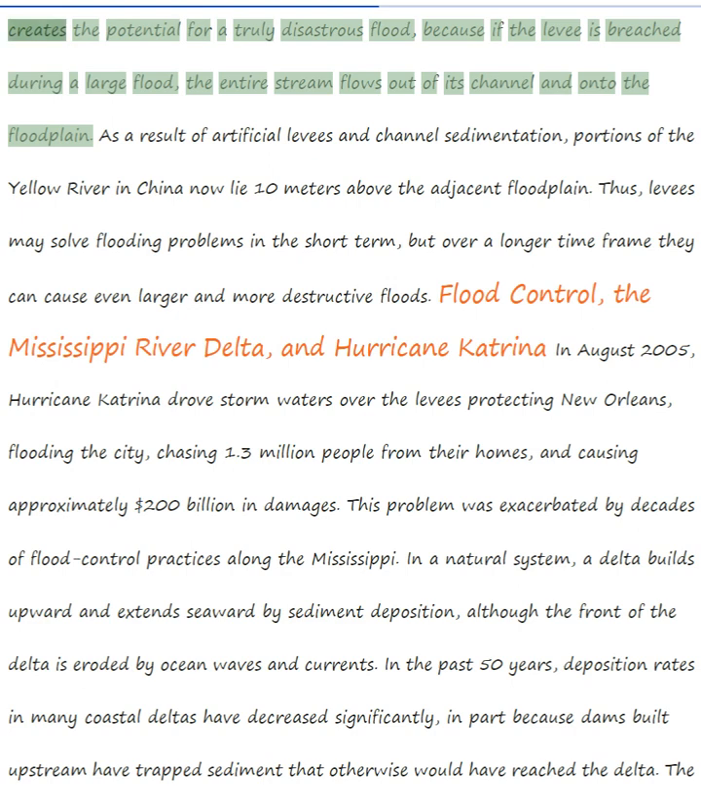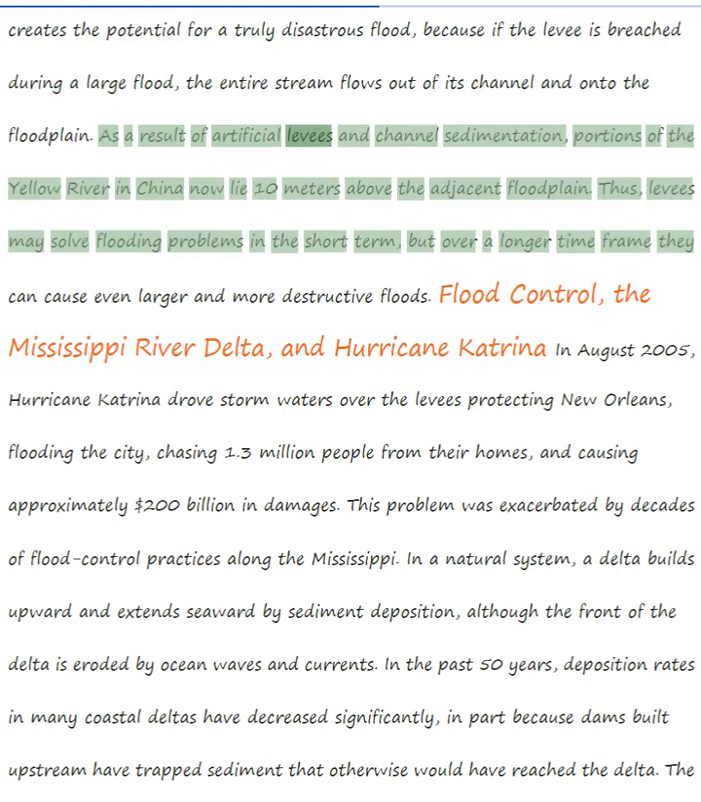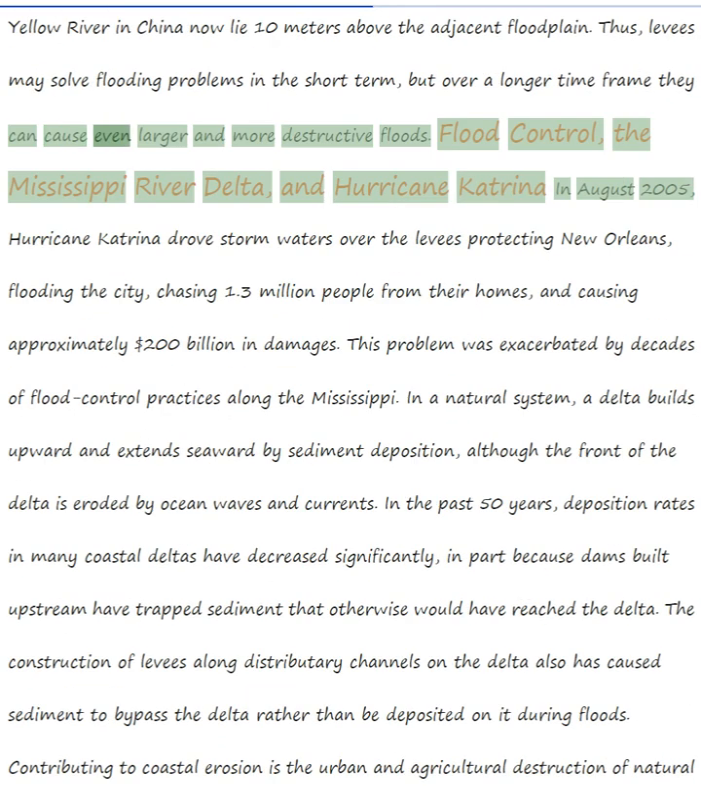This configuration creates the potential for a truly disastrous flood, because if the levee is breached during a large flood, the entire stream flows out of its channel and onto the floodplain. As a result of artificial levees and channel sedimentation, portions of the Yellow River in China now lie 10 meters above the adjacent floodplain. Thus, levees may solve flooding problems in the short term, but over a longer time frame they can cause even larger and more destructive floods.